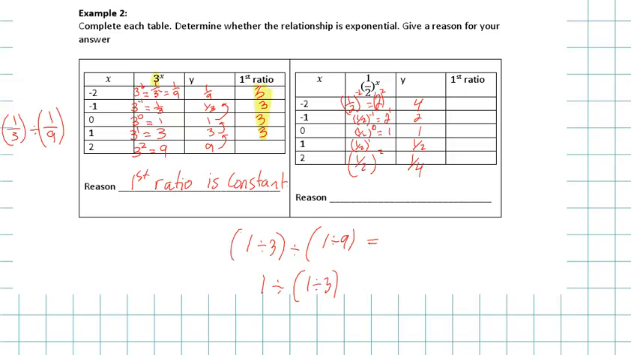0.5 times 0.5 is 0.25. Yes, you're multiplying, you're not adding. If you're adding a half and a half, it makes a whole. But if you're multiplying a half by a half, it makes 0.25. It makes a quarter.